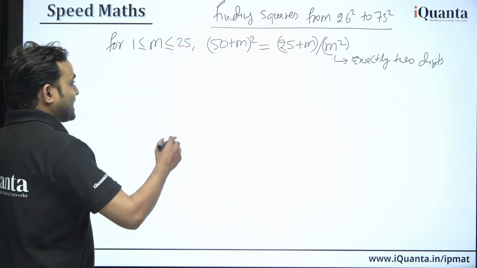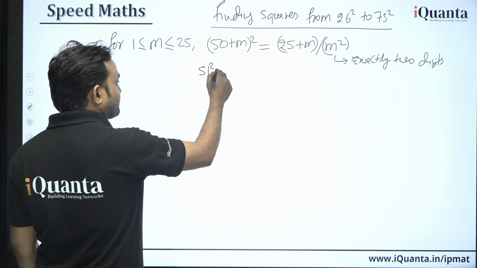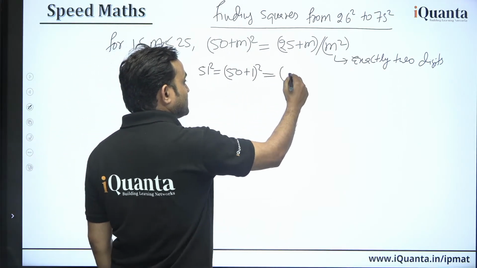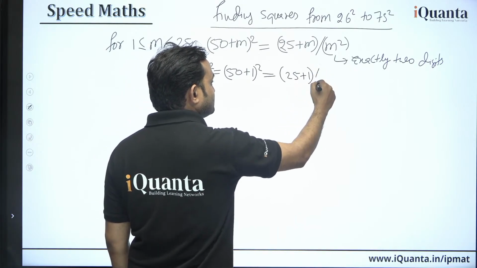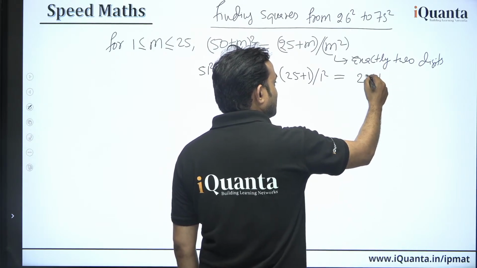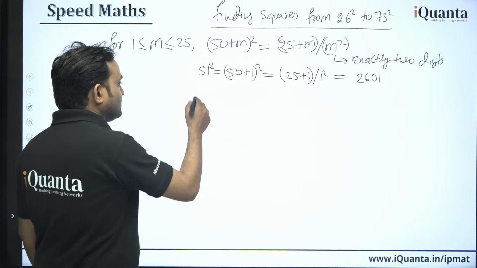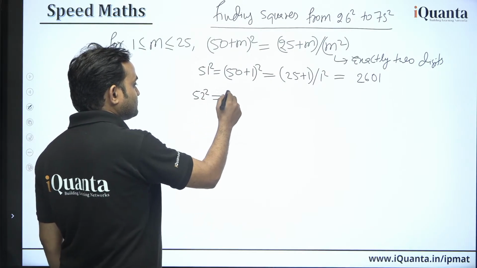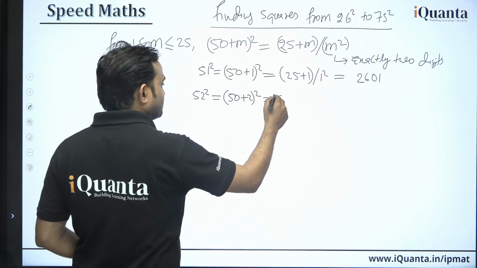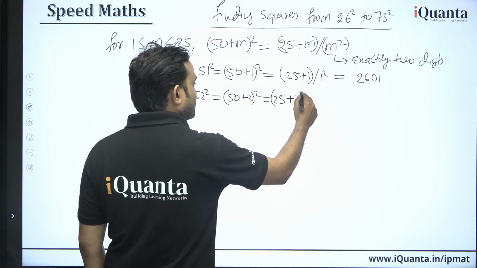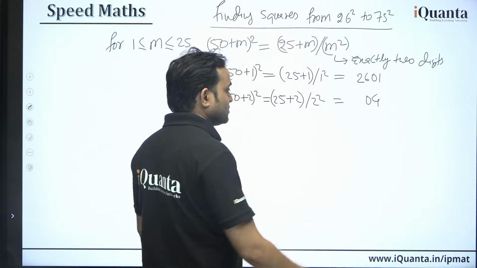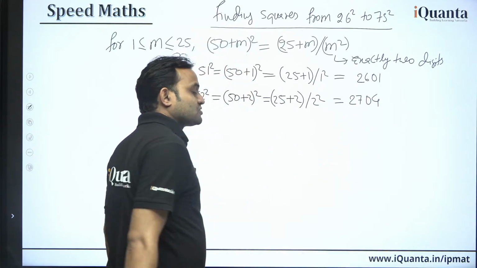So how do we calculate 51 square? Can I write 51 square is 50 plus 1 whole square? That will be equal to 25 plus 1, then 1 square. 1 square is 1, so we will write it 0, 1. 25 plus 1 is 26. What will be 52 square? This will be 50 plus 2 whole square, which will be 25 plus 2 and 2 square. 2 square is 4, single digit, so add 0. 25 plus 2 is 27.